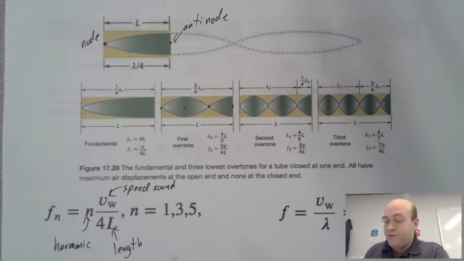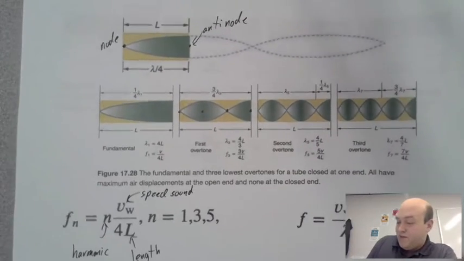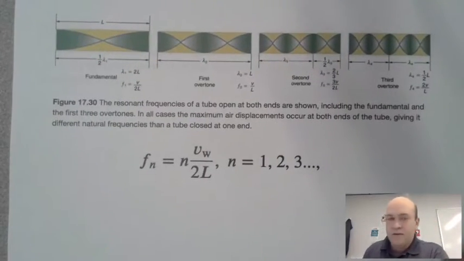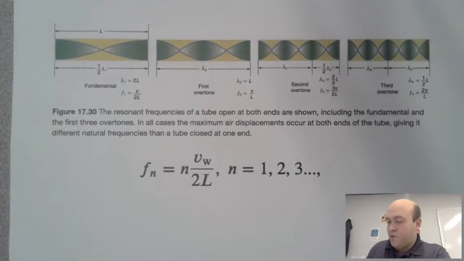Okay, so if all we're dealing with is the fundamental frequency, we can ignore the n out in front, and we just take the speed of sound divided by 4 times the length of the tube, and we get the fundamental frequency, and then if we just multiply by odd numbers, we can get all of the harmonics, all of the overtones.